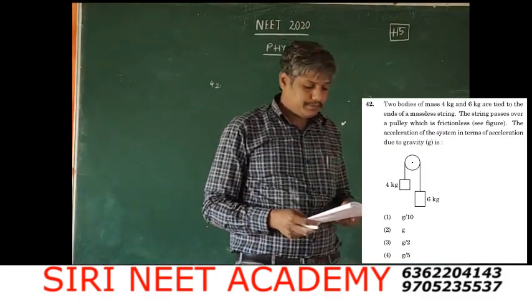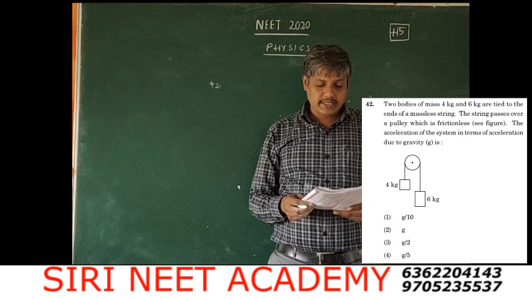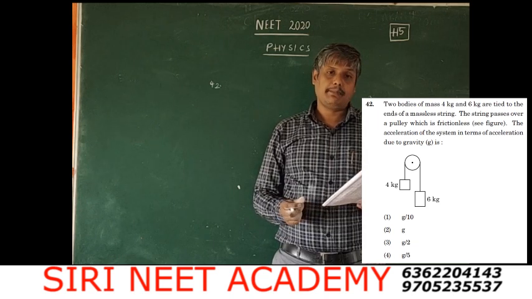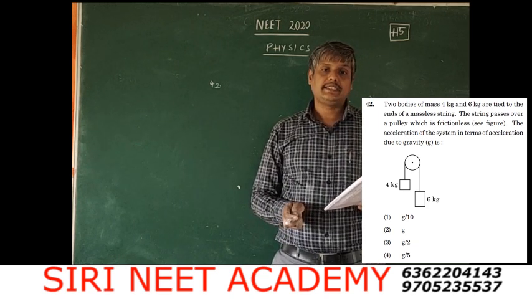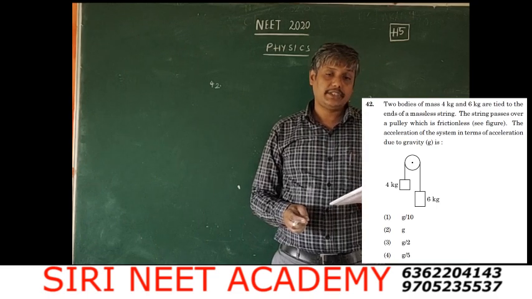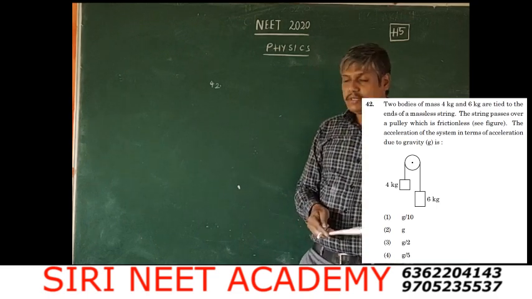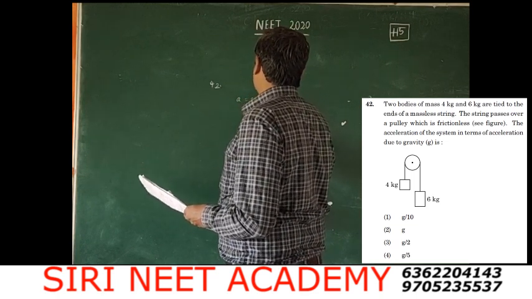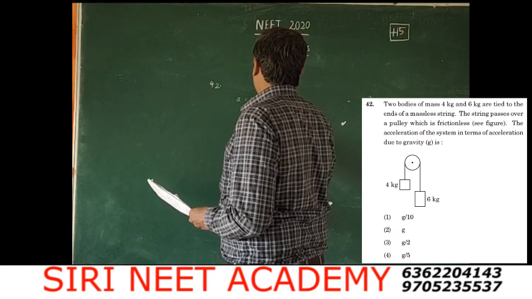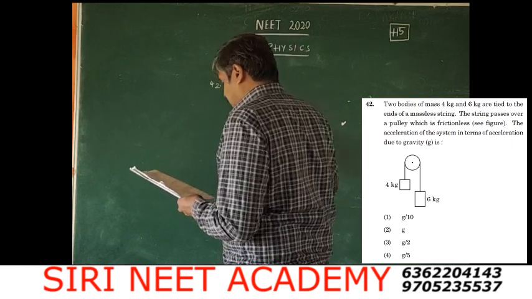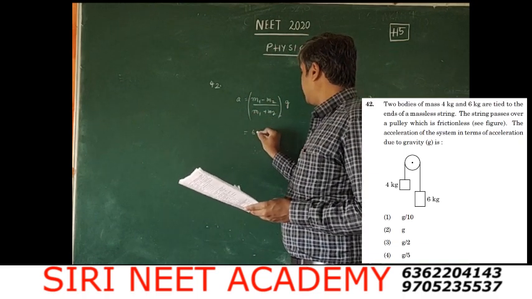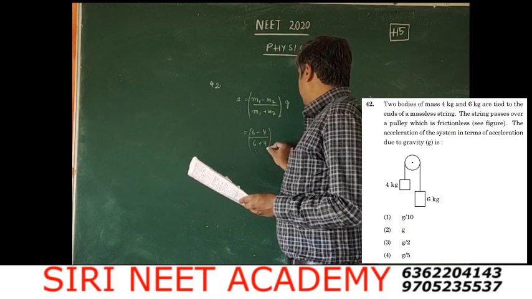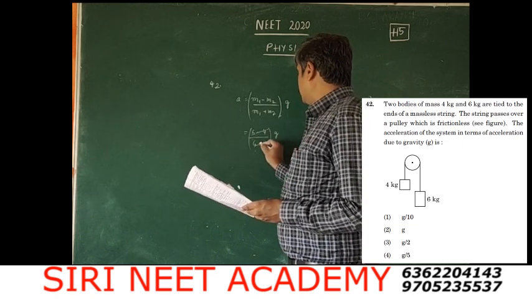Question number 42. Two bodies of mass 4 kg and 6 kg are tied to the ends of a massless string. The string passes over a pulley which is frictionless. Find the acceleration of the system in terms of acceleration due to gravity. So this is an Atwood machine. The acceleration is given by m1 minus m2 by m1 plus m2 into g. m1 is equal to 6 and m2 is 4. 6 minus 4 by 6 plus 4, that is 2 by 10, so g by 5.